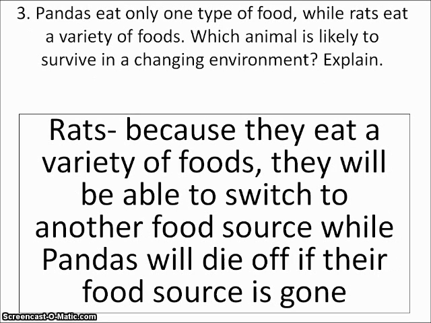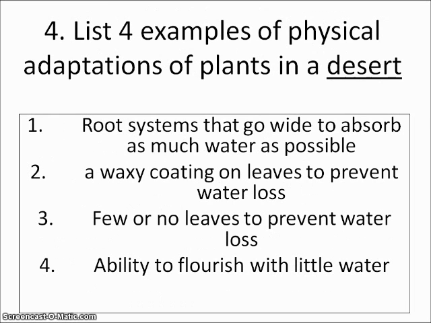All right. Item number 3. Pandas eat only one type of food, while rats eat a variety of foods. Which animal is likely to survive in a changing environment? Explain. Well, in this scenario, the rats would likely survive because they eat a variety of foods. They will be able to switch to another food source, while the pandas will die off if their food source is gone.